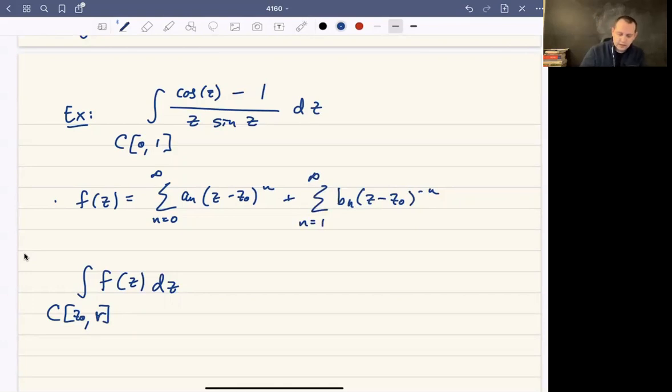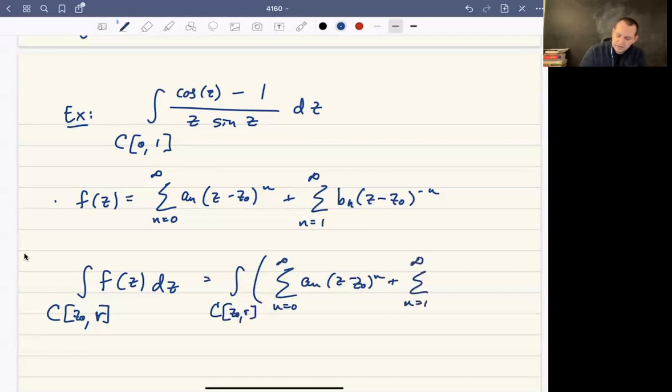But that's fine. What this means is that this is going to be the integral of the following sum. So this is the integral over this circle centered at z naught of radius r of the sum from 0 to infinity of a sub n times z minus z naught to the n, plus the sum from 1 to infinity of b sub n times z minus z naught to the negative n, dz.